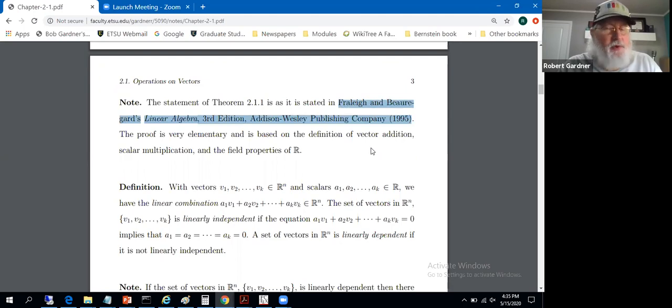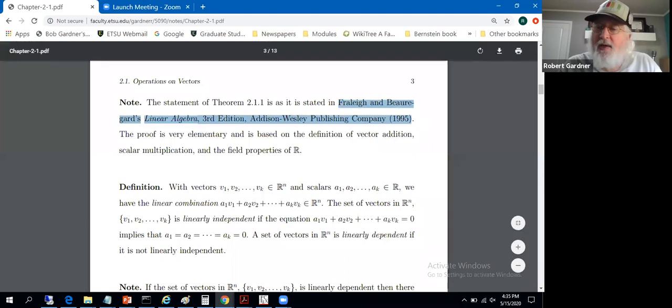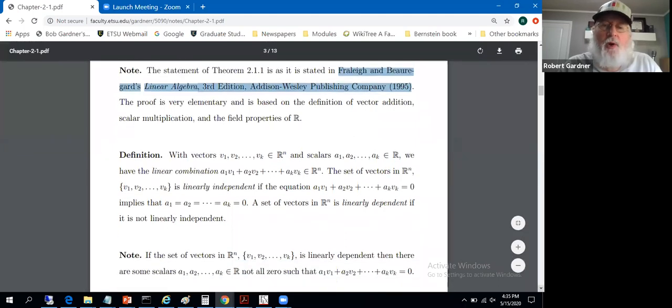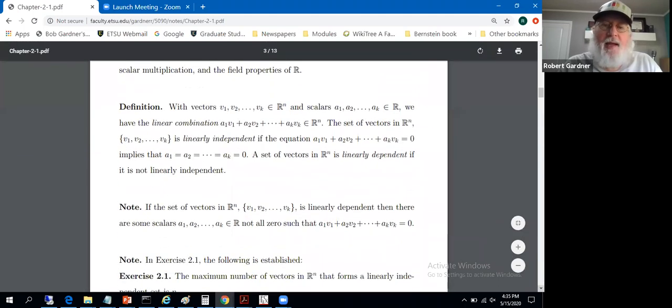And I will refer to it often, and I'm borrowing results from it. These previous definition and that theorem 2.1.1, I got the proof at least directly out of the Fraley and Beauregard book, standard stuff.